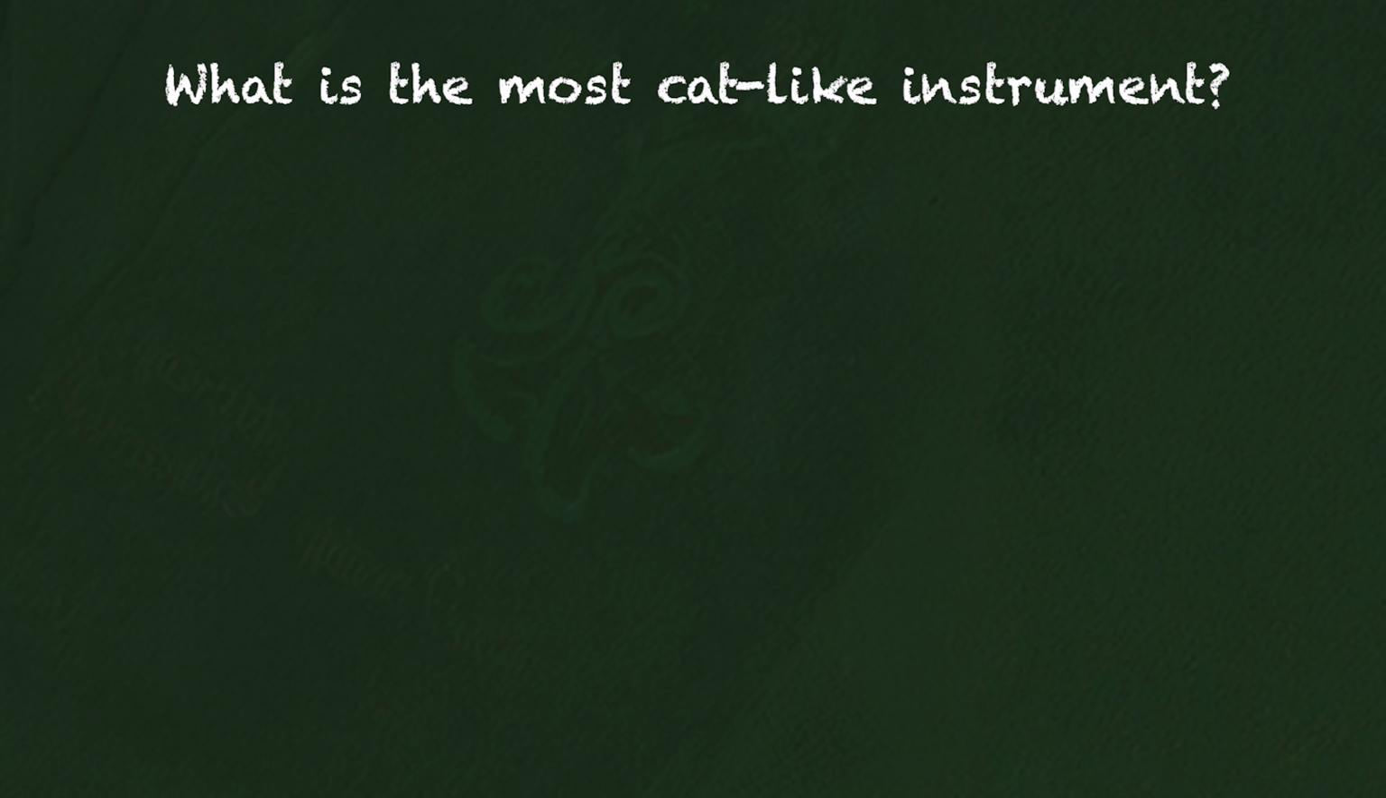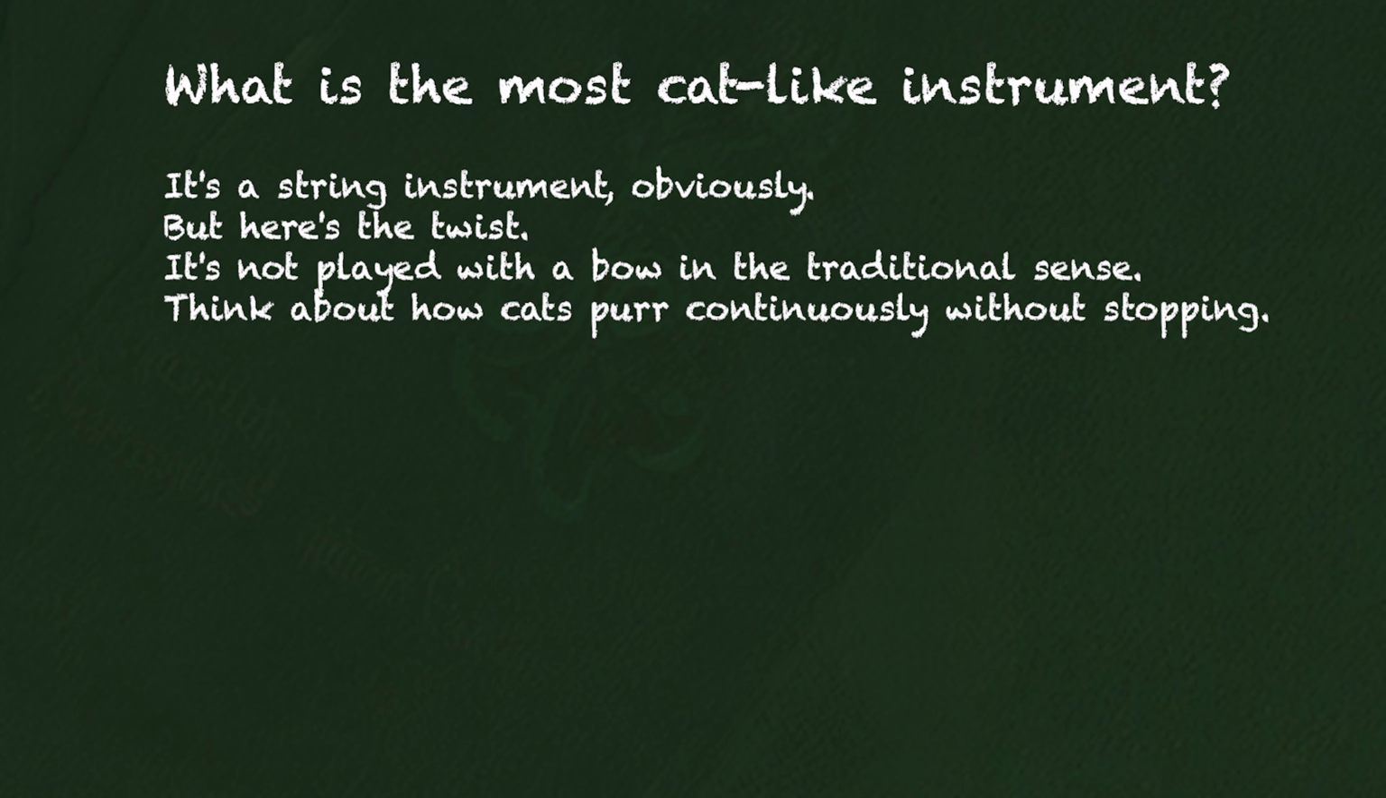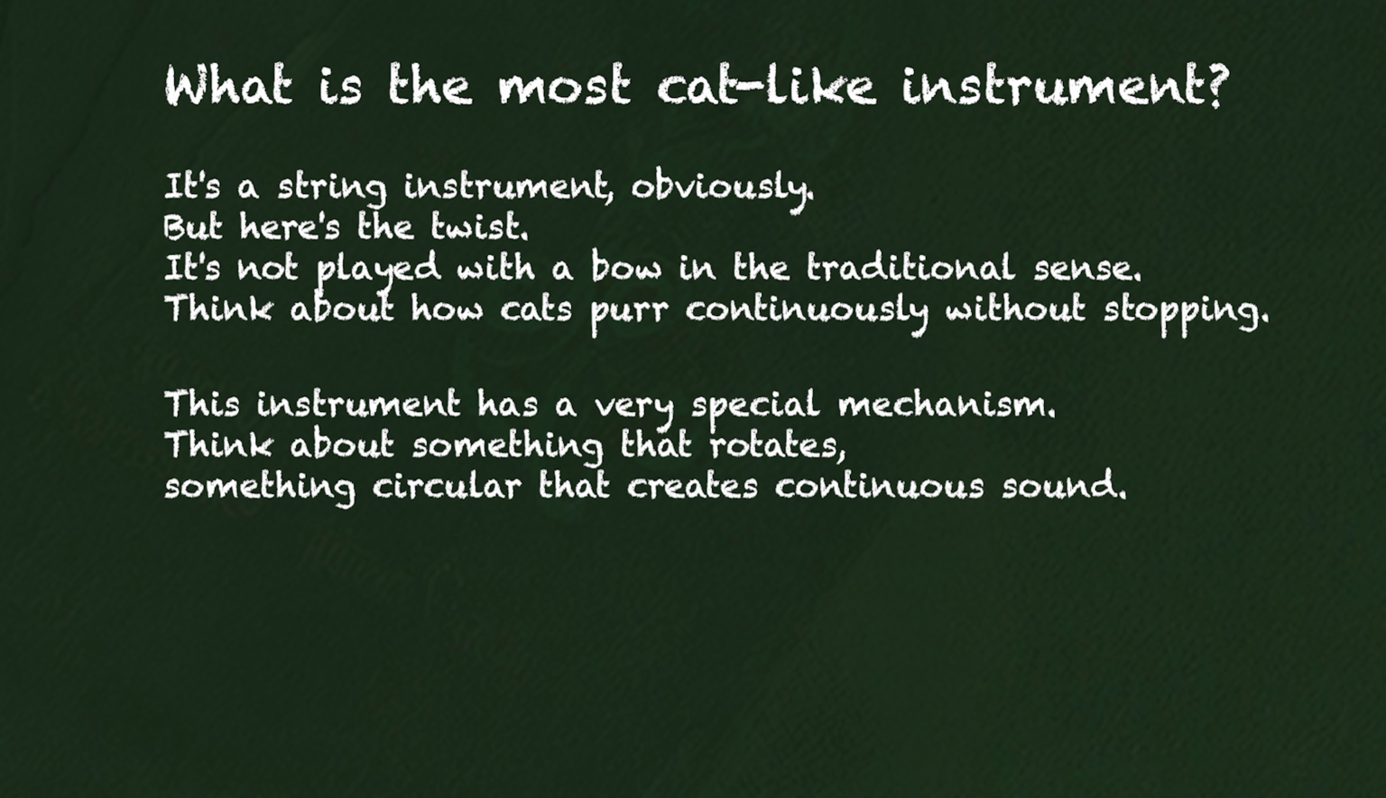Hint number 1 coming up. It's a string instrument, obviously. But here's the twist. It's not played with a bow in the traditional sense. Think about how cats purr continuously without stopping. Hint number 2. This instrument has a very special mechanism. Think about something that rotates, something circular that creates continuous sound. And time.